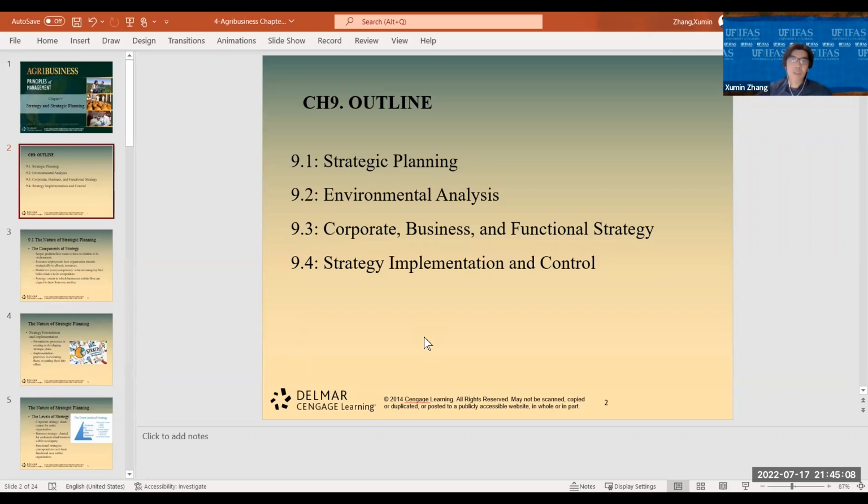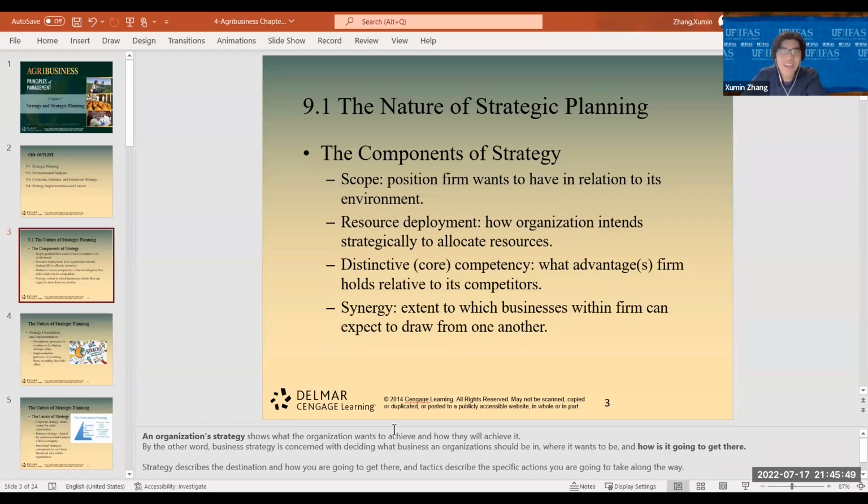In the very last section, we talk about implementation and control. So far, we have talked about strategic planning, not yet implementation, not yet controlling. But without implementation and controlling, we all know the planning is still on paper, and you cannot achieve anything. In my opinion, planning is an important process, but implementation and controlling are also very important. So, equally important.